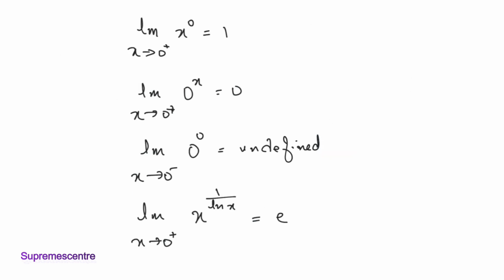So we see that based upon the context the value of 0 power 0 changes. The best answer is 0 power 0 is equal to 1. But when dealing with limits, we see that the value of 0 power 0 can be 1, it can be 0, it can be undefined, or it can take up the value as e.